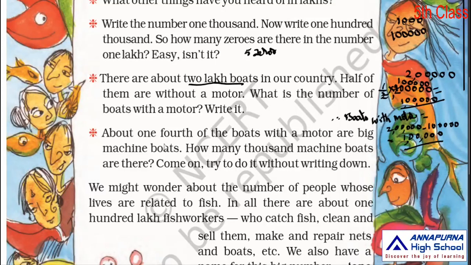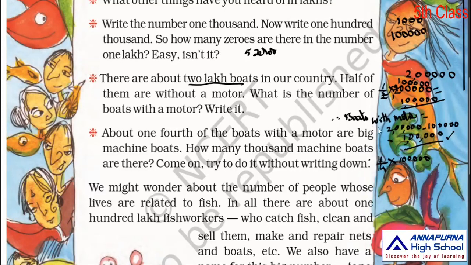Now next, about 1/4 of the boats with a motor are big machine boats. How many motor boats are there here? Boats with motor are 1 lakh. Out of 1 lakh, 1/4 are big machine boats. Therefore, what is 1/4 of 1 lakh? Obviously, it is 25,000. We calculate 1/4 of 1 lakh because he has not given 1 lakh as the answer, but 1/4 of the boats with motor.